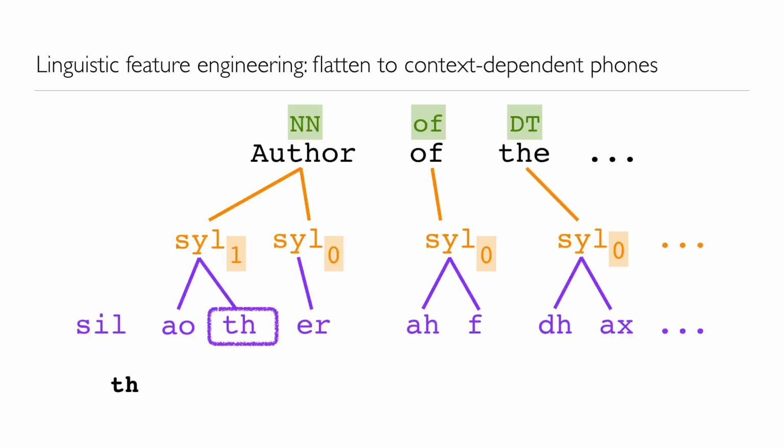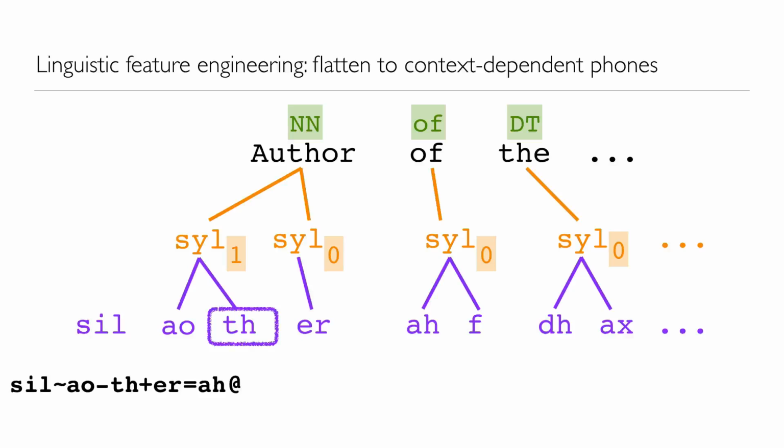We're starting with the current phone, which is TH, and then we are going to add the contextual information to it, which is the previous phoneme and the next phoneme, and then we are going to add the previous-to-previous phoneme and the next-to-next phoneme, which is combined as a quinphone identity.